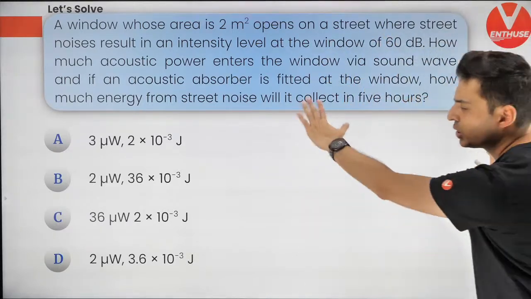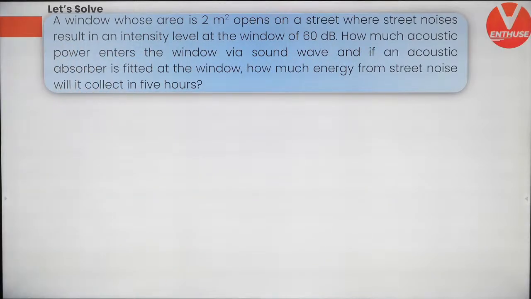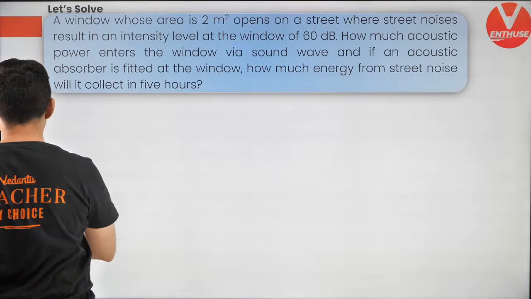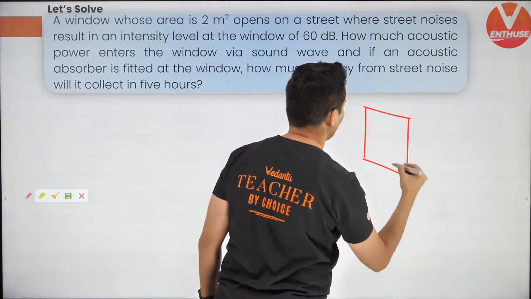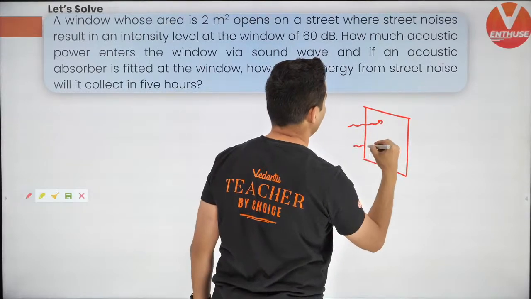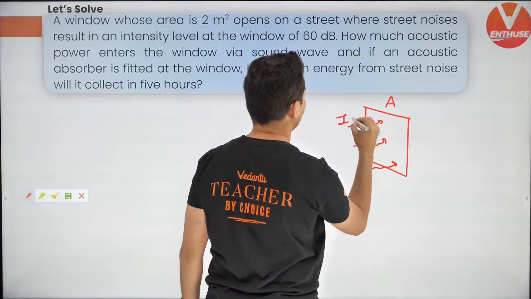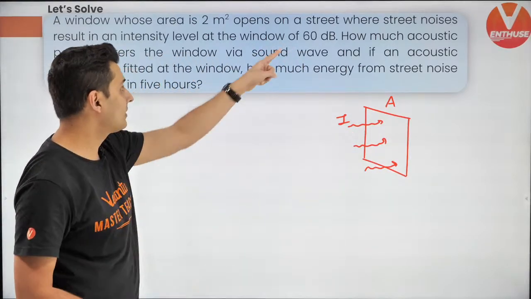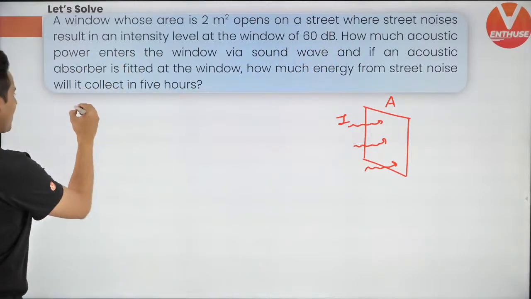Very interesting question. Don't worry about the options, but let's do this, guys. It's not that difficult. Read the question carefully. I've kept the question in front of you. So all you need to do is think about it this way: this is your window, and sound is entering that window like this. The area is given, and the loudness is given. So from loudness, calculate intensity.